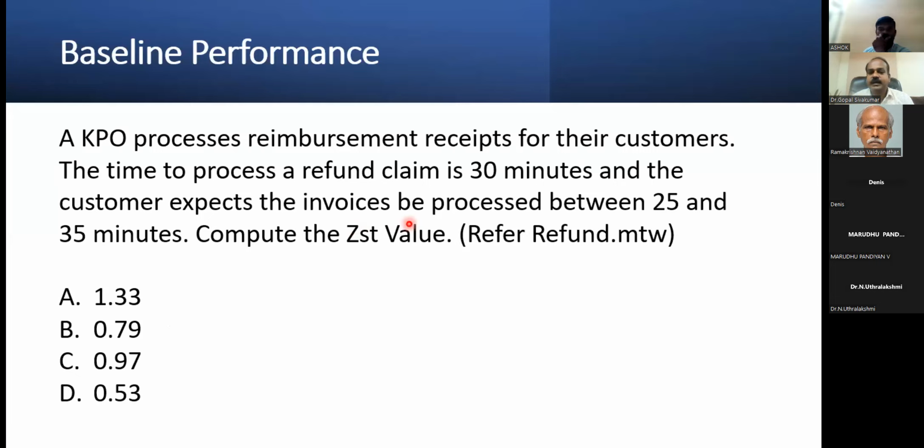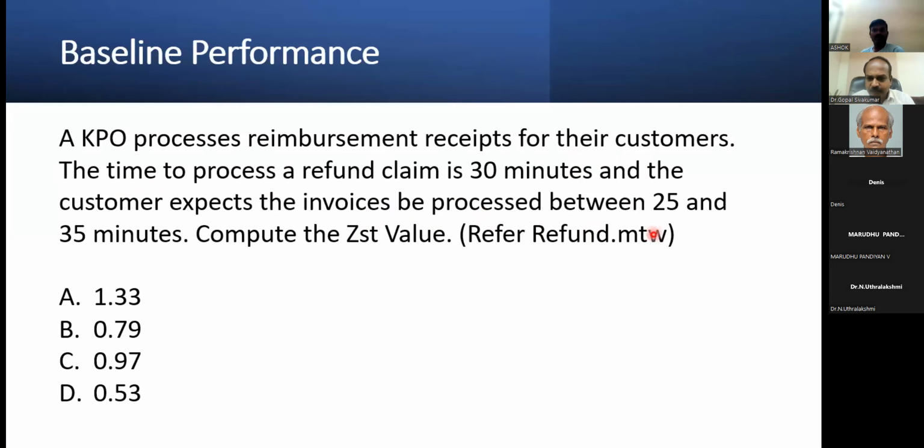All right. Okay. A KPO processes reimbursement received for their customers. The time to process the refund claim is 30 minutes and the customer expects the invoices to be processed between 25 minutes and 35 minutes. So LSL, USL is given. Now compute the ZST value.